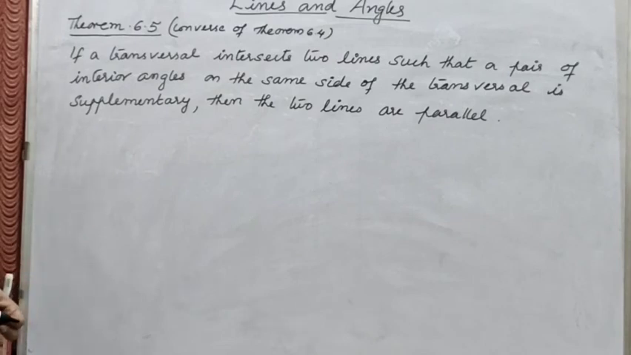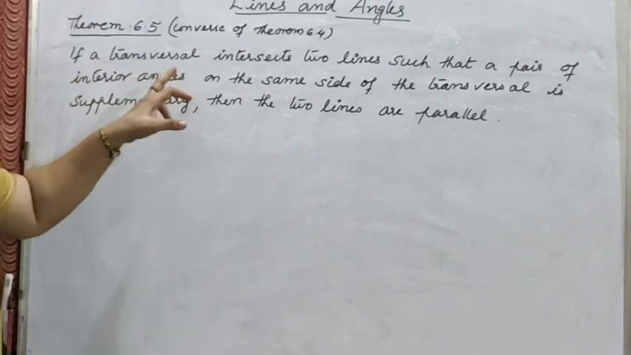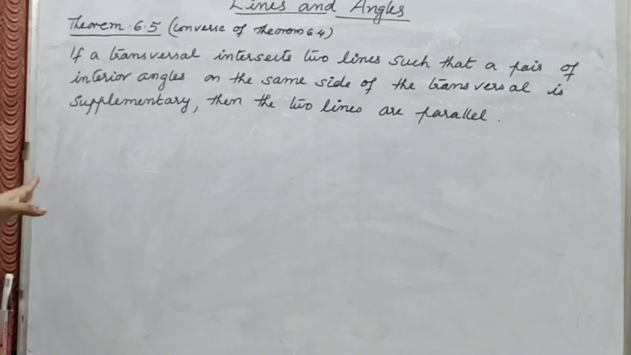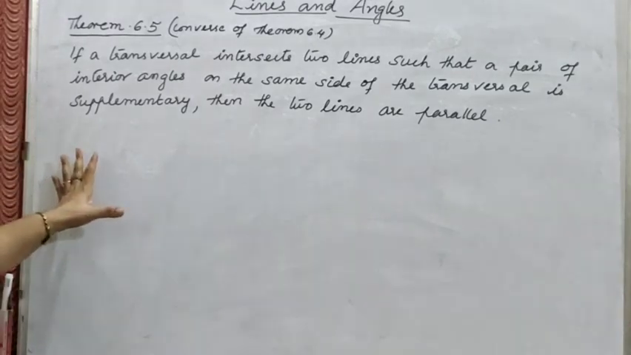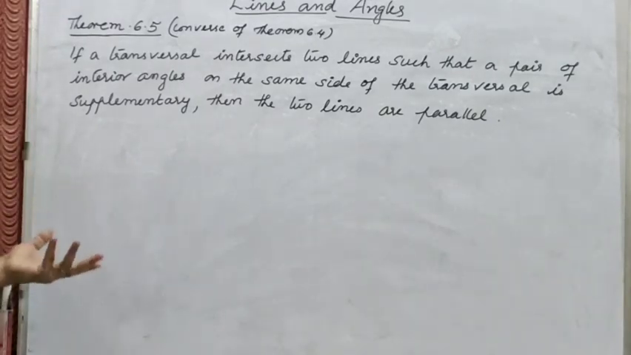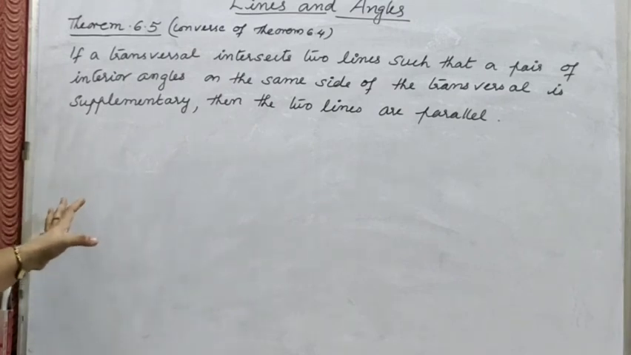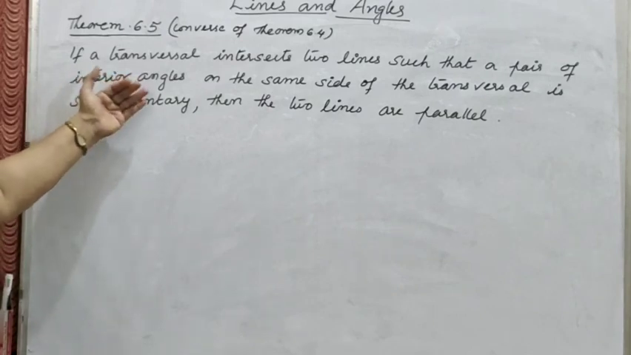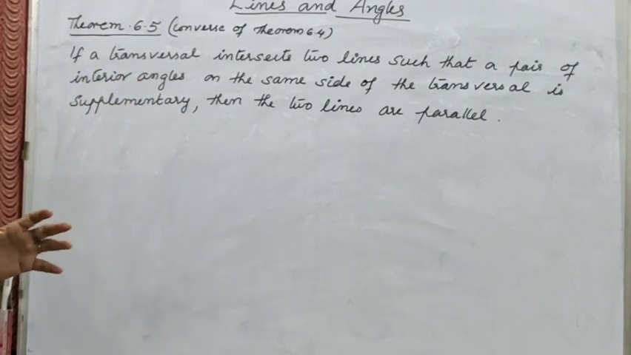Next theorem 6.5, converse of theorem 6.4. There we have proved that if the lines are parallel, co-interior angles are supplementary. This time, if co-interior angles are supplementary, then the lines are parallel. I'll read the statement. If a transversal intersects two lines such that a pair of interior angles on the same side of the transversal is supplementary, then the two lines are parallel. Now the proof is not required for the syllabus. So only the statement; realize what the statement is. You have already learned it in the lower classes. Co-interior angles are supplementary, then the two lines are parallel.